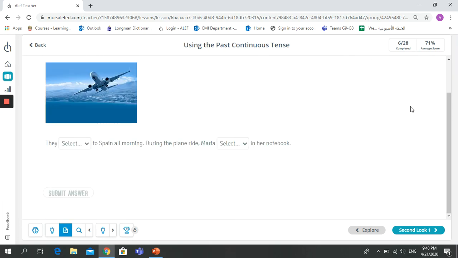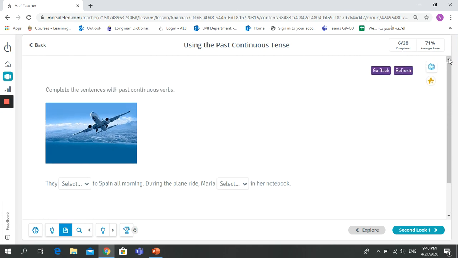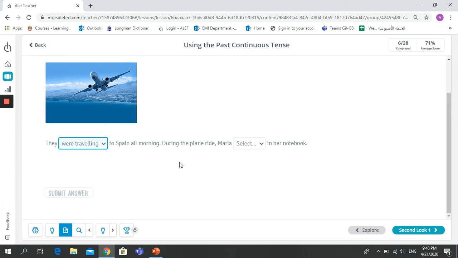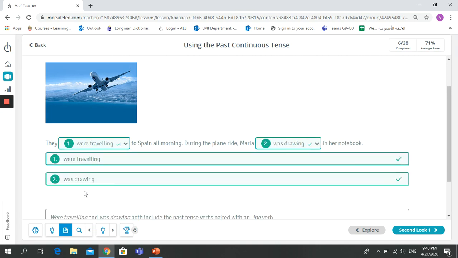Question number 8 will be the last exercise for today. Complete the sentence with the past continuous verb. Remember, past continuous was or were plus verb 1 plus ing. They to Spain all morning. So they is plural and should take were. And during the plane ride, Maria in her notebook. Maria is singular, so we take was drawing in her notebook. Let's submit the answer. Well done.